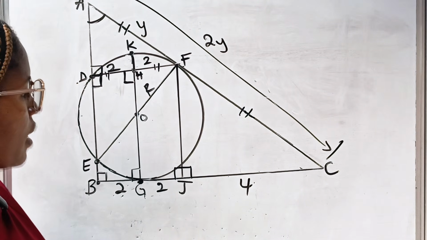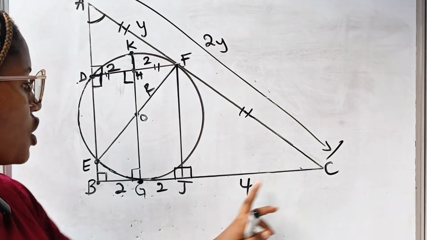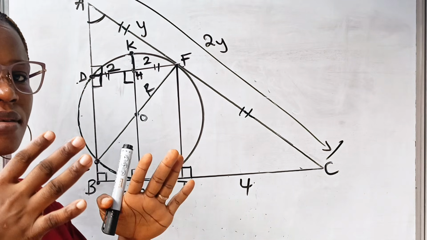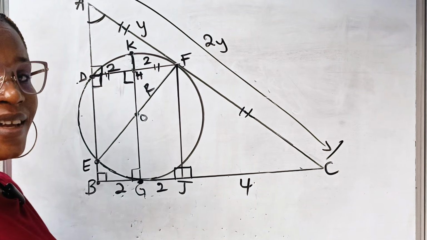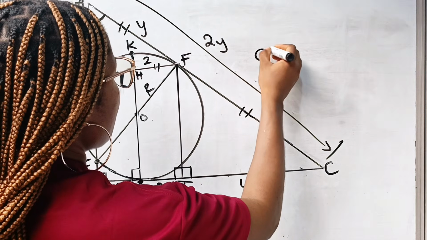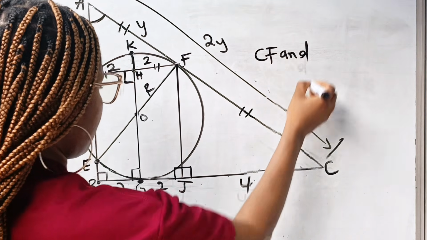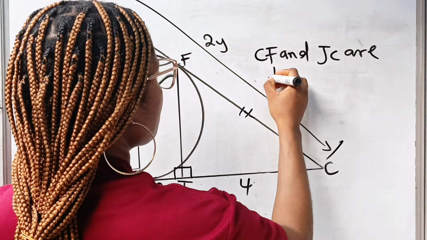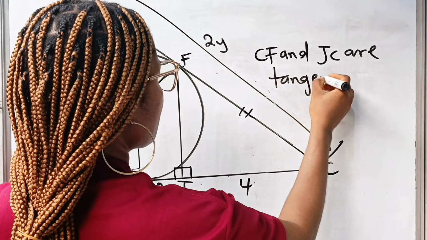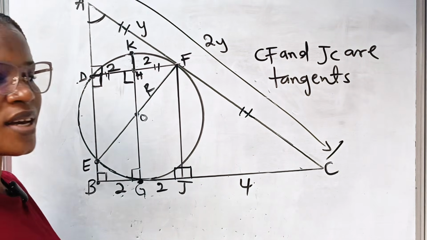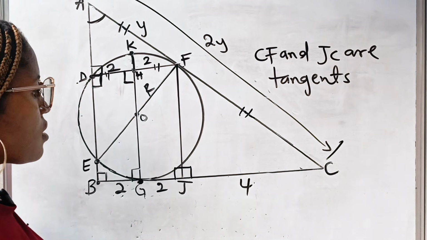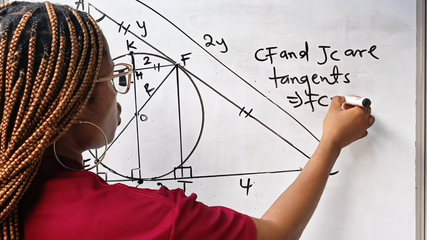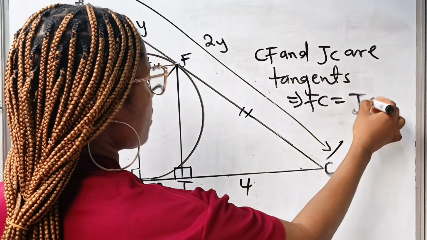Now, look at FC and JC. You notice that both of them are what? They are tangents, yes. CF and JC, they are tangents. So using the tangent theorem, this implies that FC should be equal to JC.